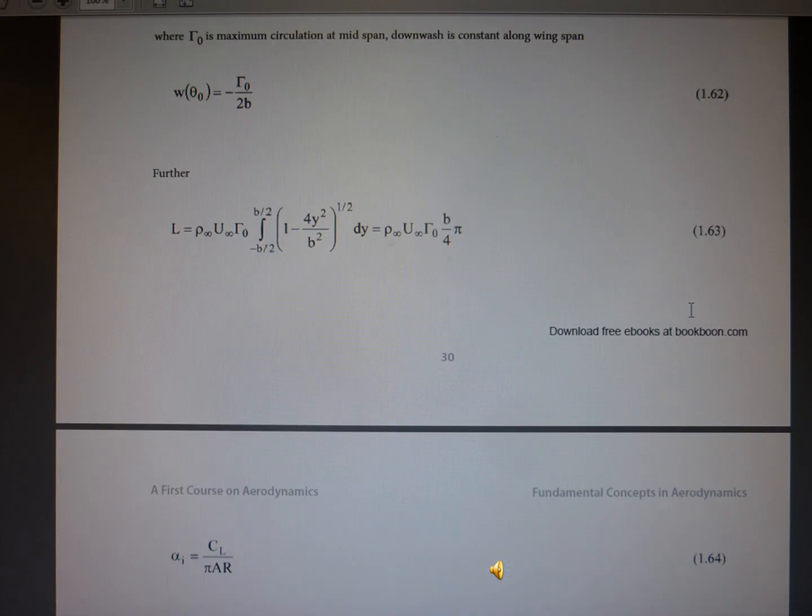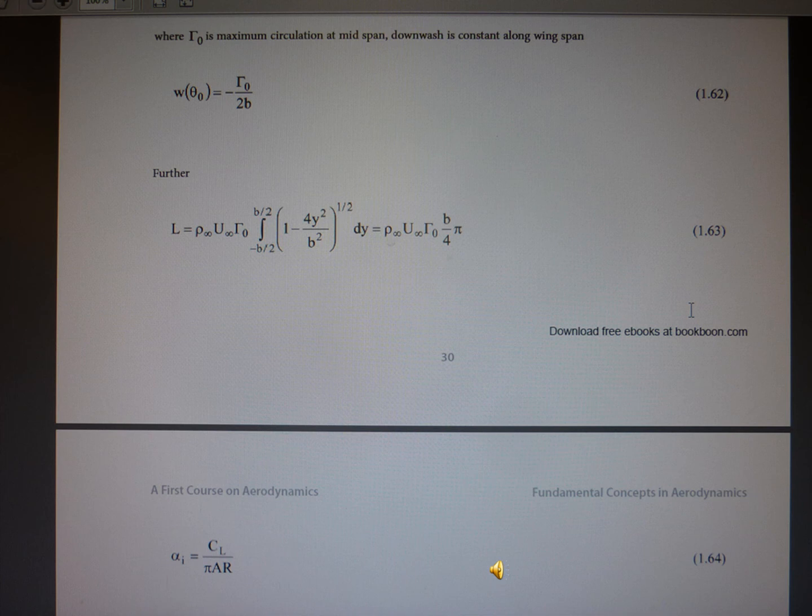From that equation we obtain omega theta 0 equals minus gamma 0 by 2b, and the lift is equal to rho infinity u infinity gamma 0 times the integral from minus b by 2 to b by 2 of 1 minus 4y squared by b squared to the power half dy, so rho infinity u infinity gamma 0 b by 4 pi. So alpha i is equal to CL by pi AR, from that equation.